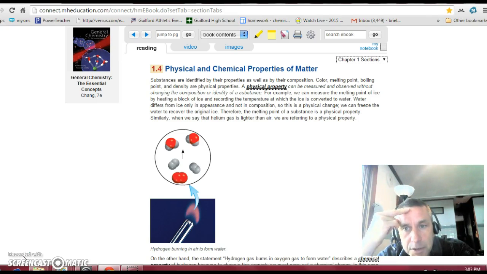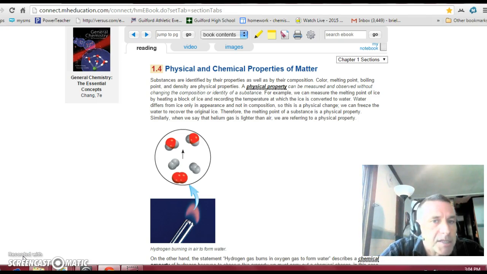For example, we can measure the melting point of ice by heating that block of ice and recording the temperature at which the ice is converted to water. It should be 0 degrees Celsius. Water differs from ice only in its appearance and not in its composition, still H2O, so this is a physical change. We could freeze the water to recover the original ice. Therefore, the melting point, or the freezing point, of a substance, and by the way, melting point and freezing point occur at the exact same number for a substance, is a physical property.